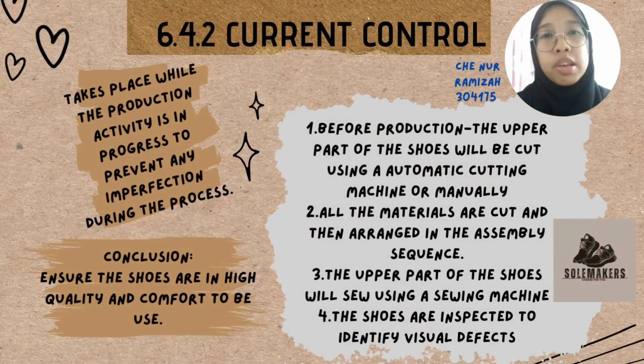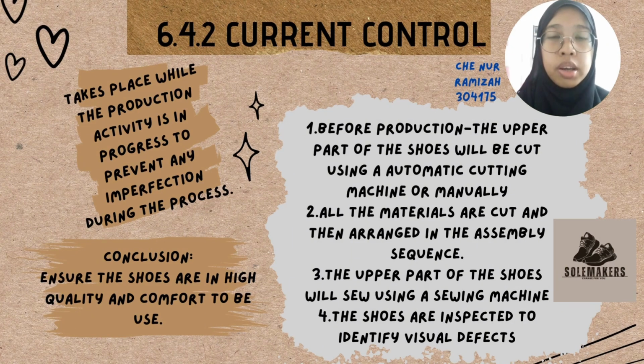Second is the current control process. Current control means a process that takes place while the production activity is in progress to prevent any problem during the process. In current control, there are a few steps before the product can be produced.